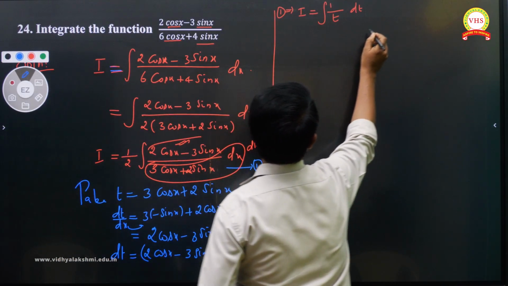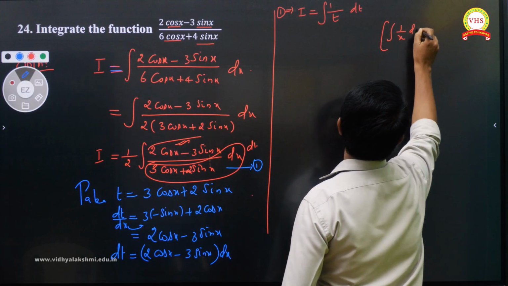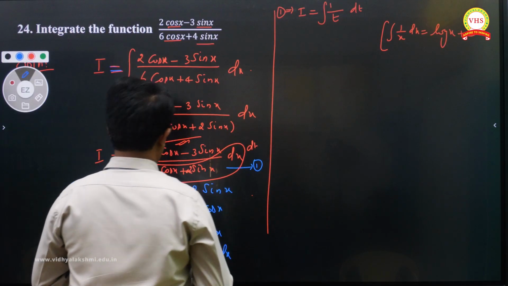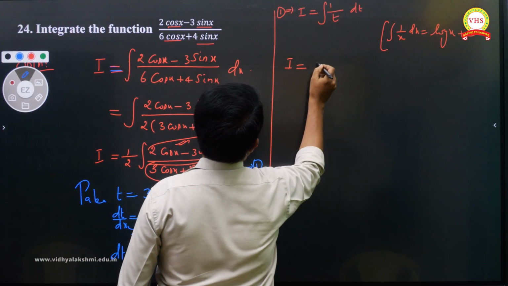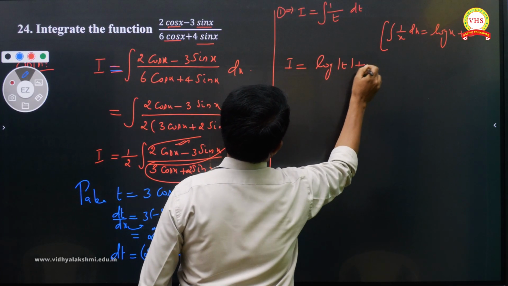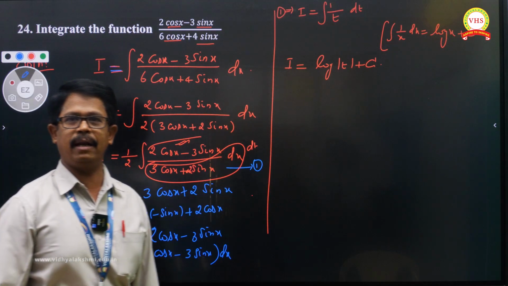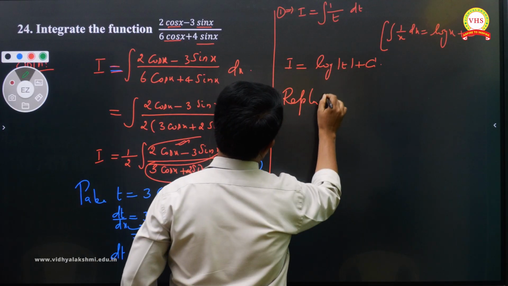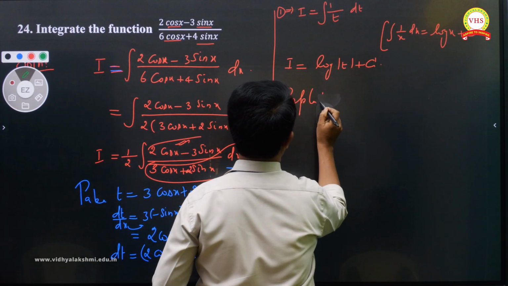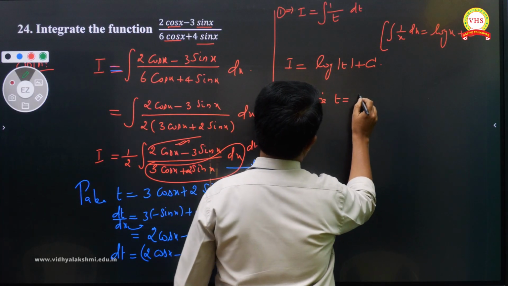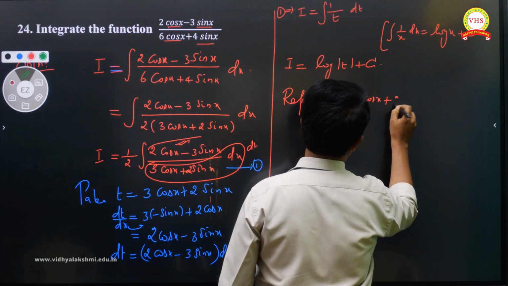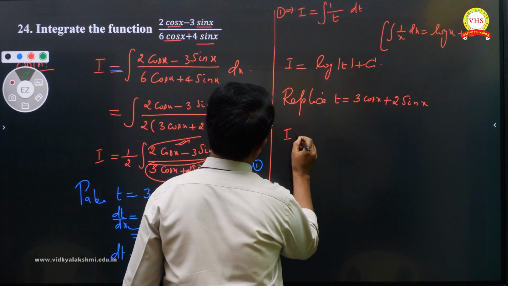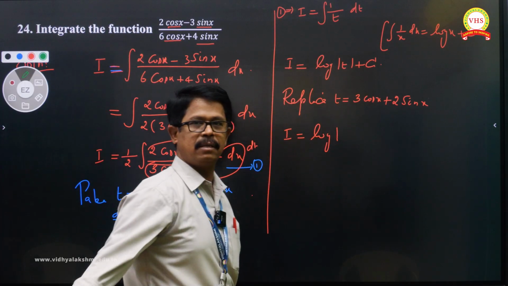Okay, that is equal to, what is the integral of 1 by x into dx, Kanna? The formula is log x plus c. Now I equals log t plus c. Yes, this is the integration. Finally, replace the t value. Replace t as 3 cos x plus 2 sin x. Isn't it? Now, what is the final solution? I equals log of modulus of, what is in the place of that?